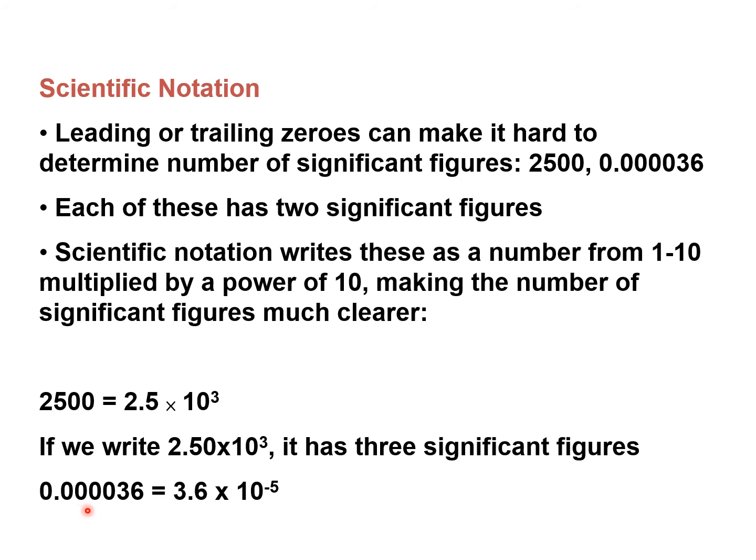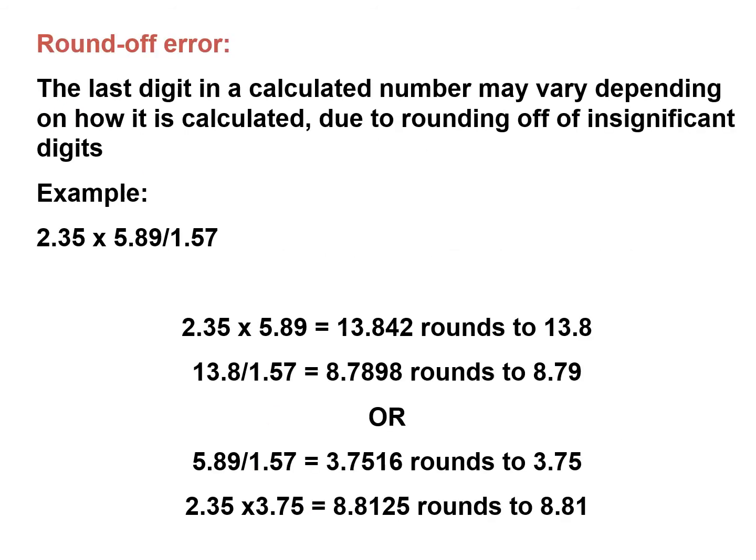Okay, and how about 0.00036? Now we move the decimal point to between 3 and 6, so we move to the right. 1, 2, 3, 4, 5, so therefore 3.6 times 10 to the power of -5. So 3.6 is the number from 1 to 10 multiplied by a power of 10. So that is how you write down the scientific notation.